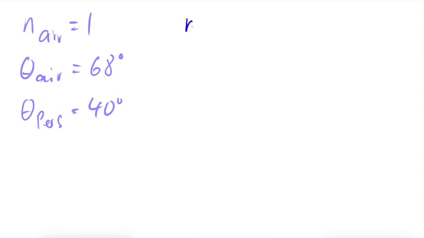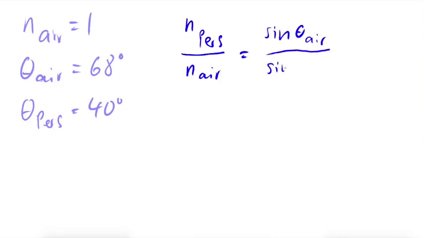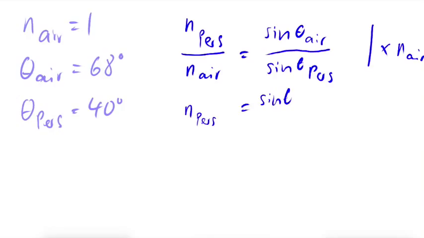So I can write n perspex over n air equals sine theta, note I put air at the top, to obtain the cross relationship, and I use sine theta perspex as the denominator of the fraction. I am now resolving for n perspex, as that is what we are looking for. So as n air is in the denominator, I multiply both sides by n air. So I get n perspex equals sine theta air over sine theta perspex times n air.